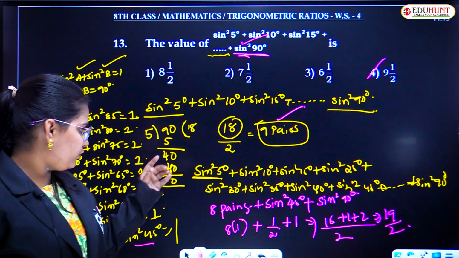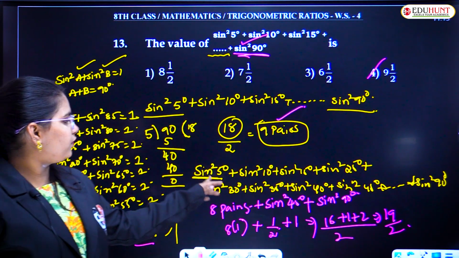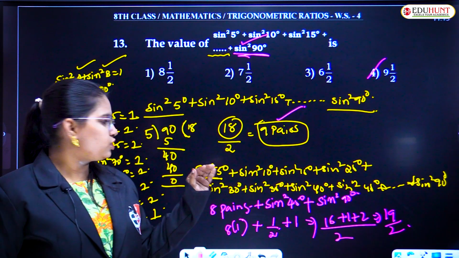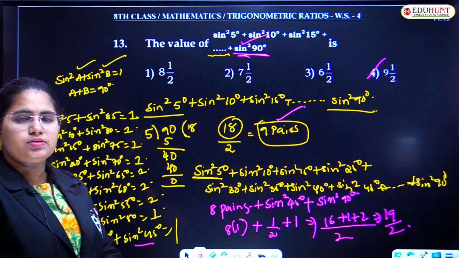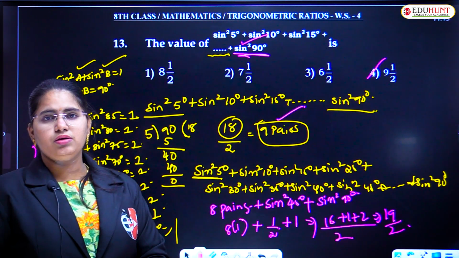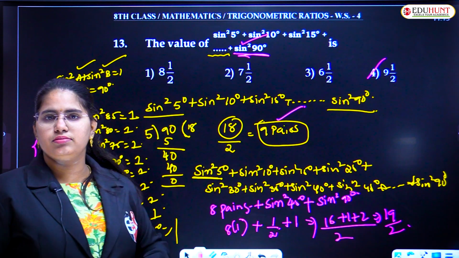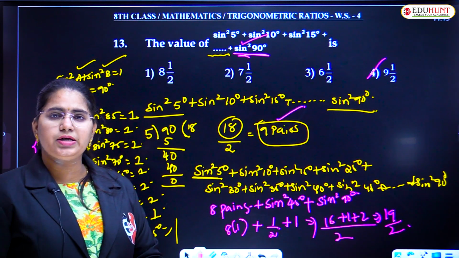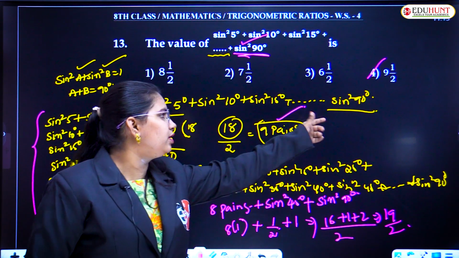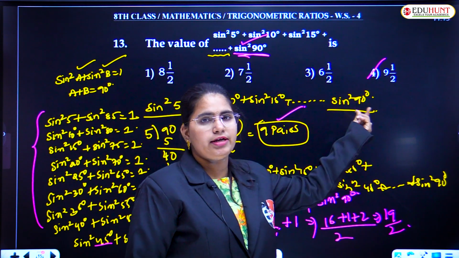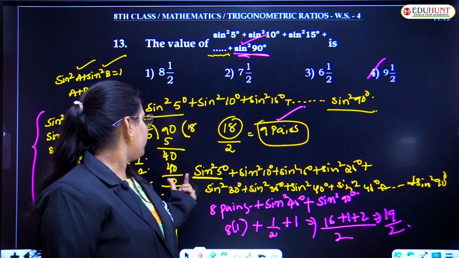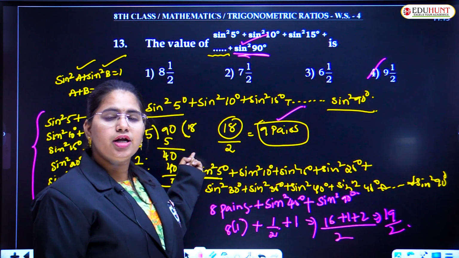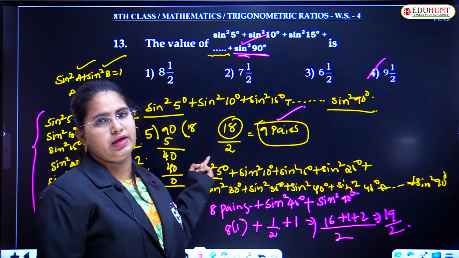Just have a glance at this problem. Sin square 5 plus sin square 10. So I have written all such pairs, but just imagine this process is a bit lengthy, correct? That's why I just divided the last number, 90 divided by 5, which is 18, so 18 terms you will have.